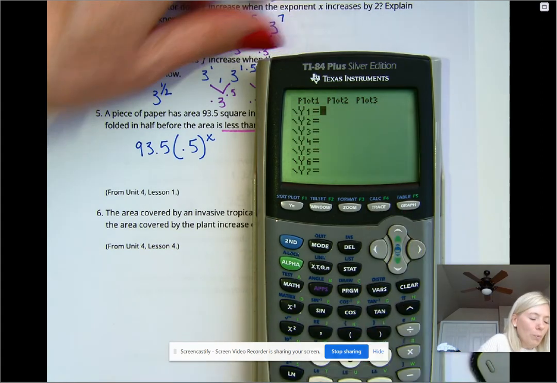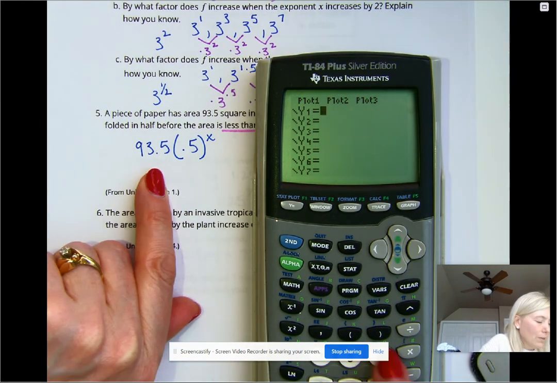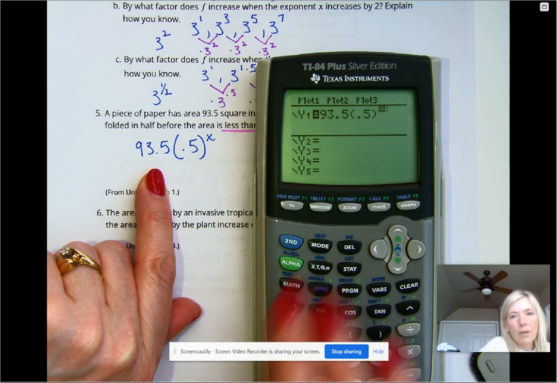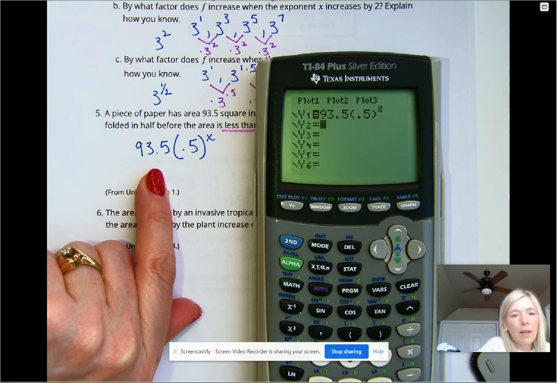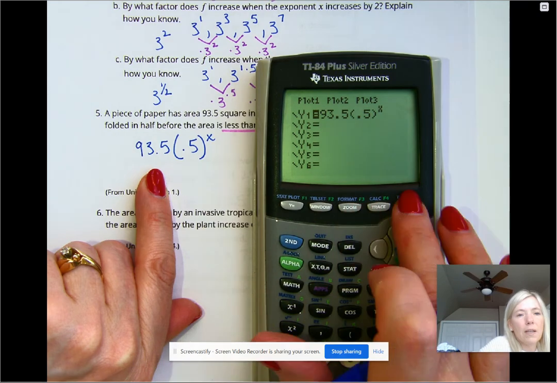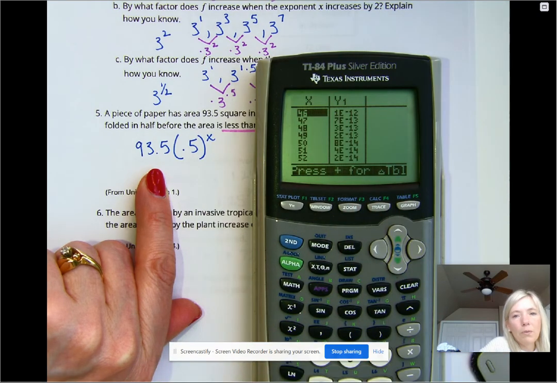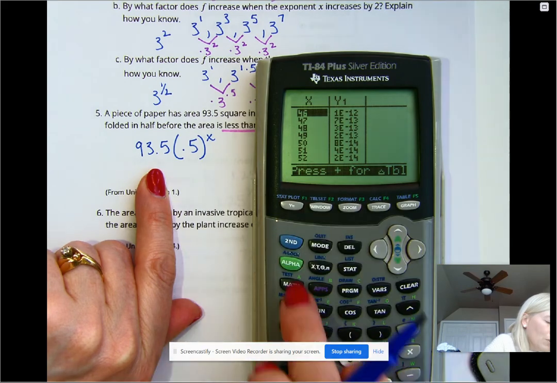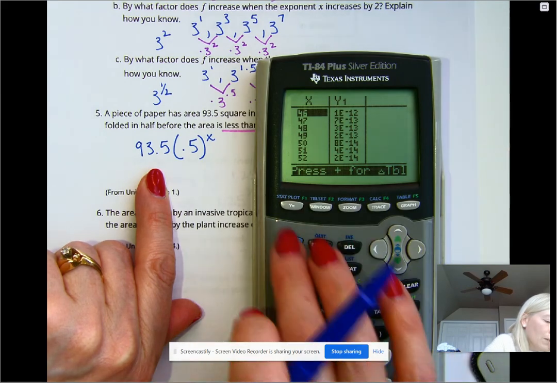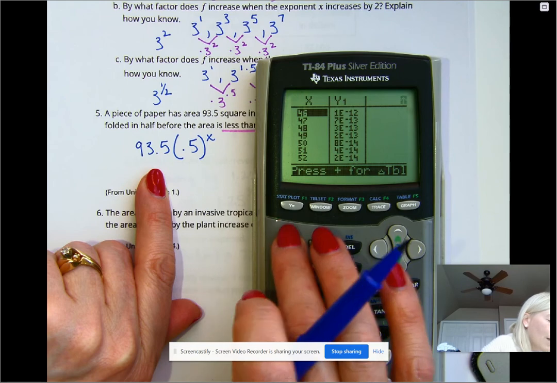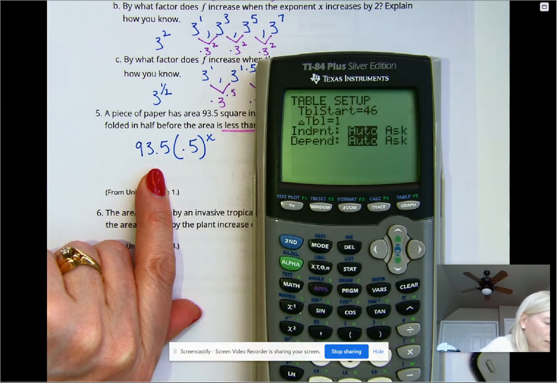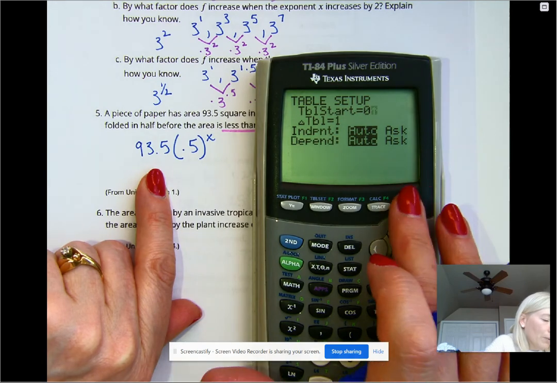Okay, so 93.5 times 0.5 to the x. Okay, so I'm going to program that in there. And then I'm going to look at the table. Second graph is how I get to the table. And I'm looking for, oh goodness, I have this set at a really large number. So I'm going to just second window and have my table start counting at 0. And then go back to the table.